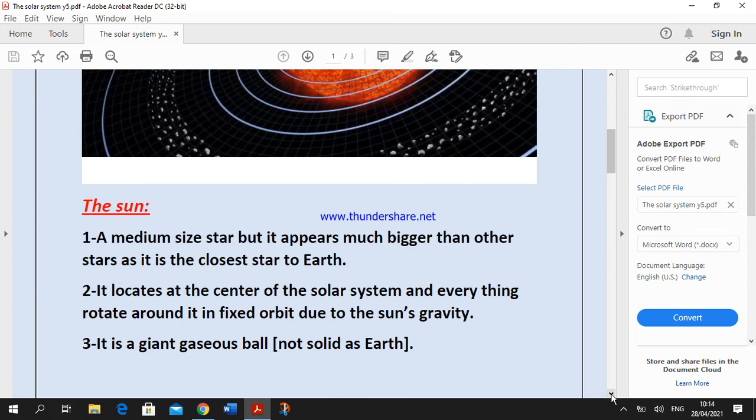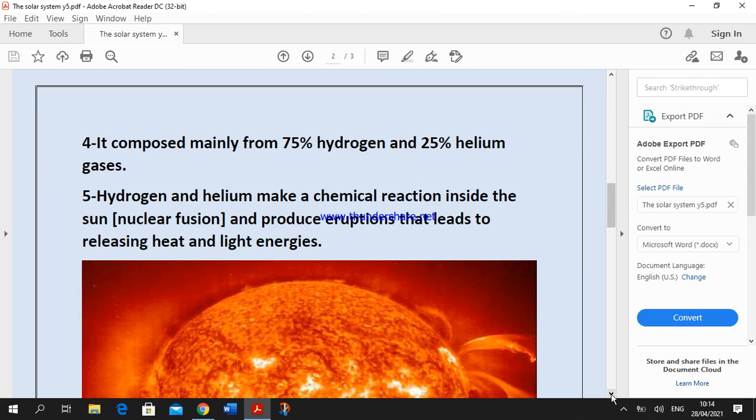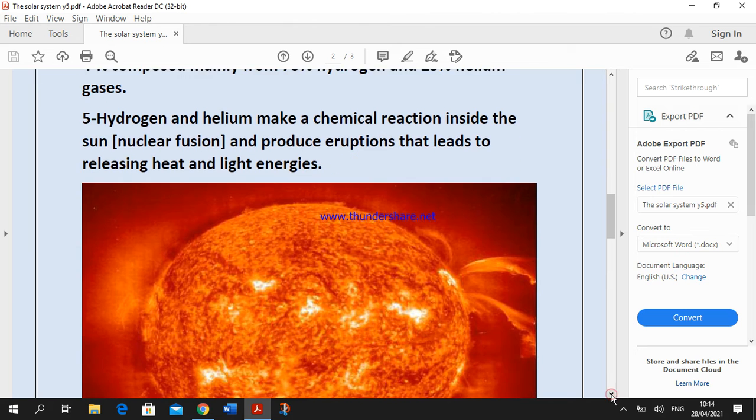It's not a solid body like Earth, but it's a giant gaseous ball. The Sun is composed mainly of 2 gases, hydrogen and helium, where hydrogen represents 70% of the Sun's mass, while helium represents 25% of the Sun's mass. Look at the figure of the Sun.